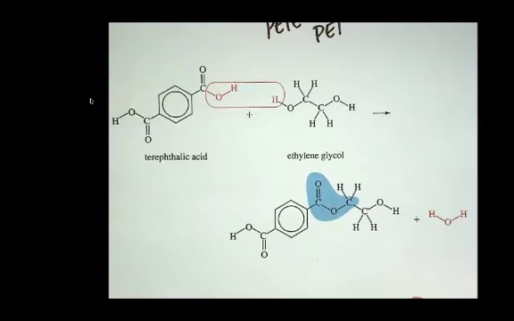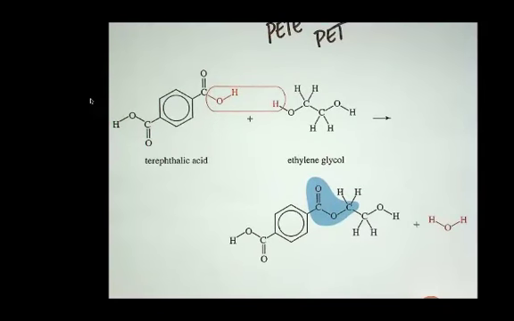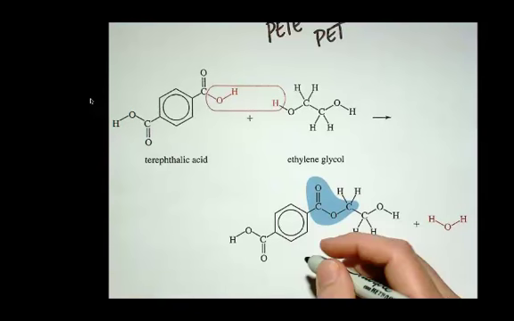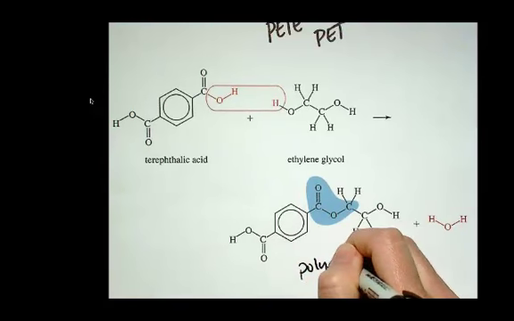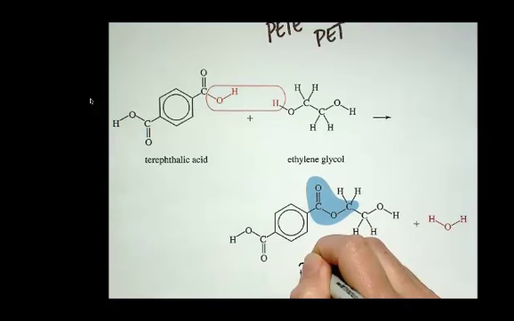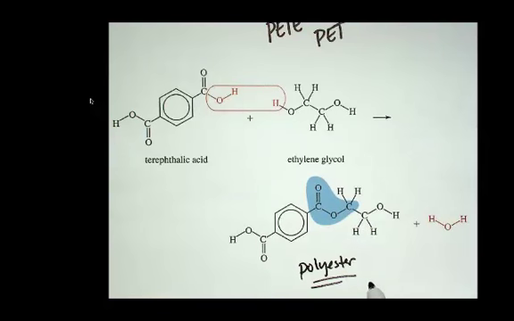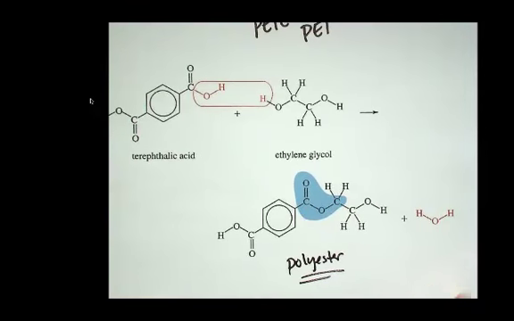So PET or PETE plastic, polyethylene terephthalate, is actually a polyester. Okay, and so polyester. You've heard that word before, polyester. A lot of fabrics are polyesters. Alrighty, so you can see here the first linkage, the water has split off, and you've created this ester functional group. That's why it's a polyester.